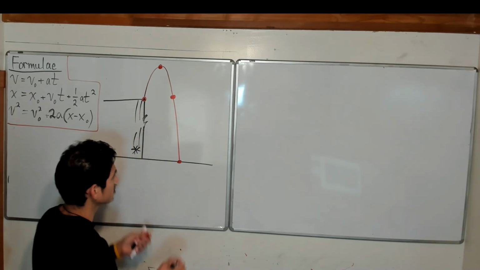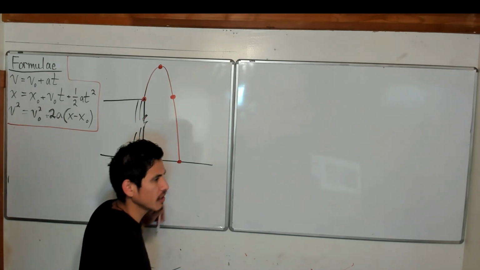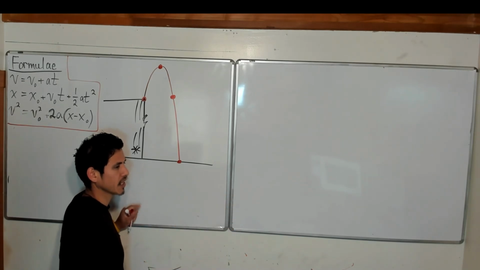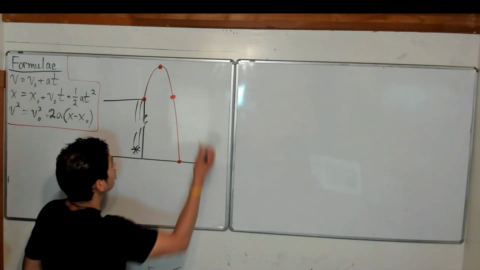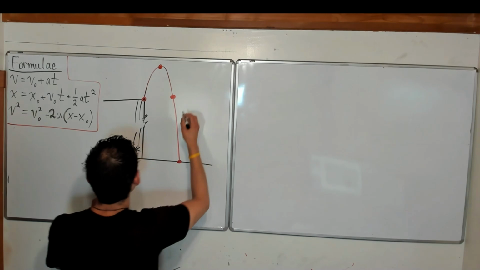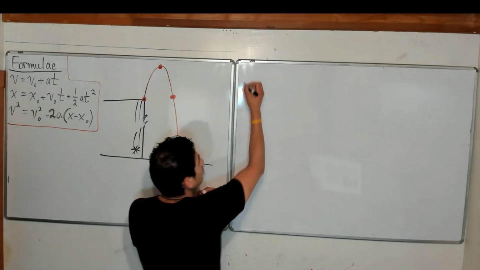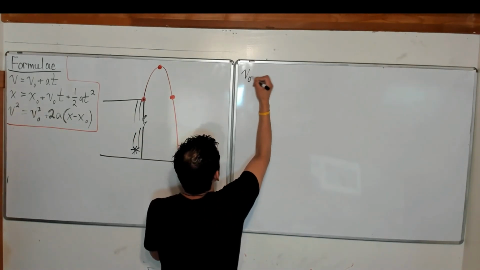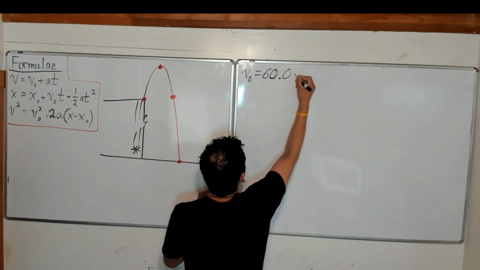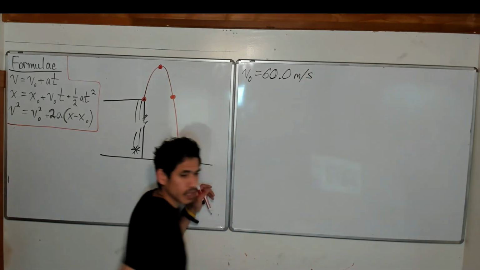So let's identify what we have. We are told that it's launched straight up at 60 meters per second. So 60 meters per second is our initial velocity. Let's put that over here. Our initial velocity is 60 meters per second.